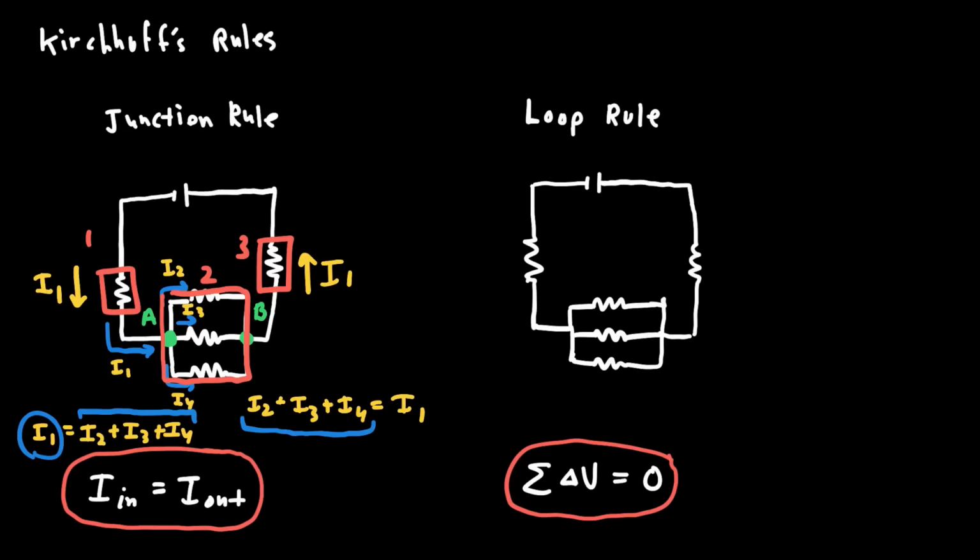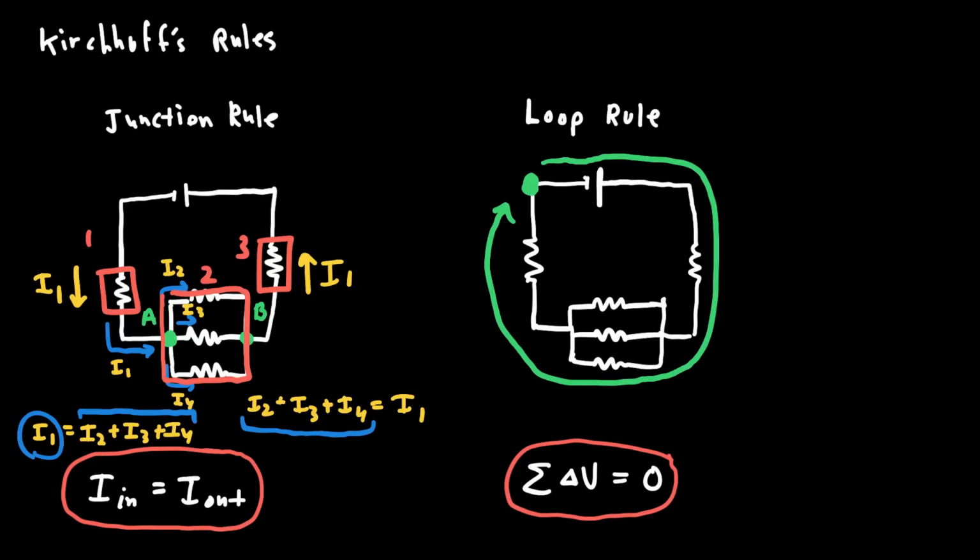The loop rule is something that's a little bit more tricky to understand, but is equally important. What the loop rule says is that if I start at a particular location in a circuit and I go in a loop around any loop that I want around the circuit back to that same point, the sum of the voltage rises and voltage drops across all the circuit elements that I go around in my loop, and I can pick the loop in any way that I want, is equal to 0. And so what does that look like physically?